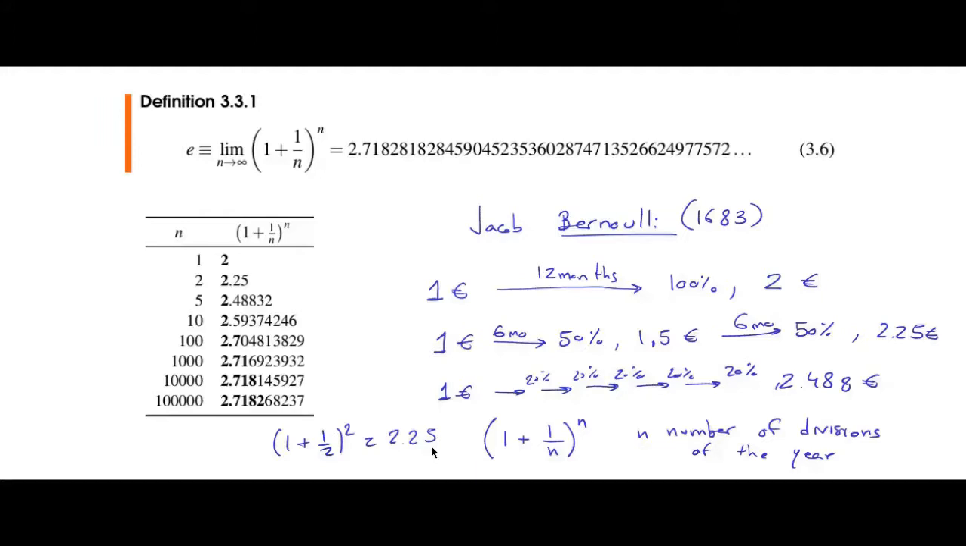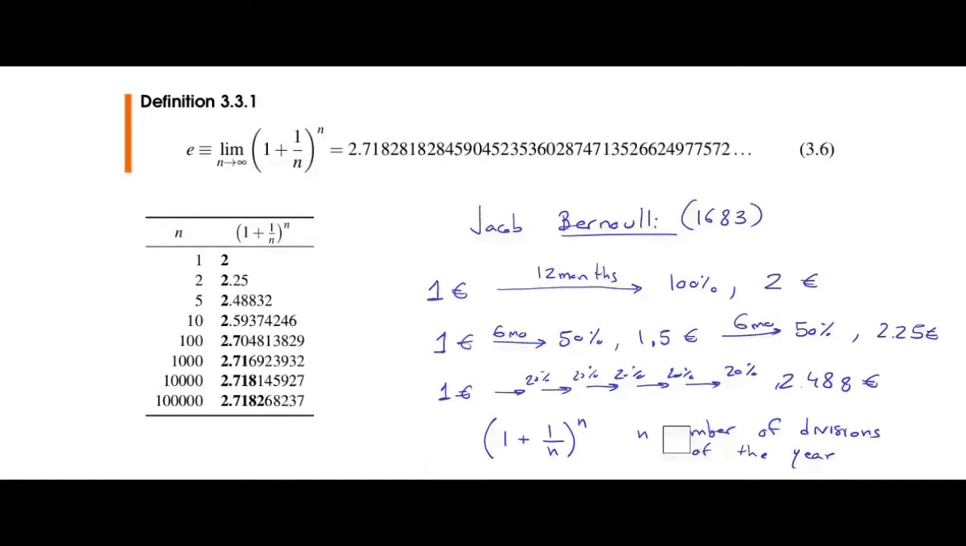Is this true? Yes, sorry. Because this is 3 halves, this is 1.5 squared, this is 2.25, right? So he said, well, what happens if I keep increasing n?